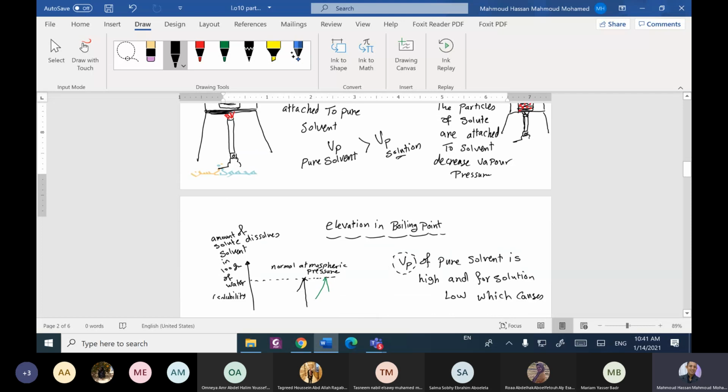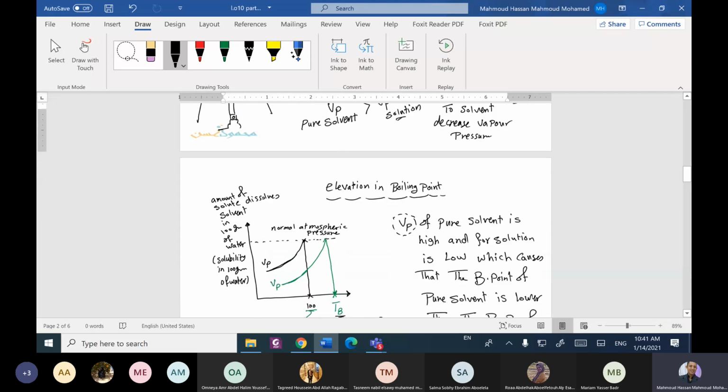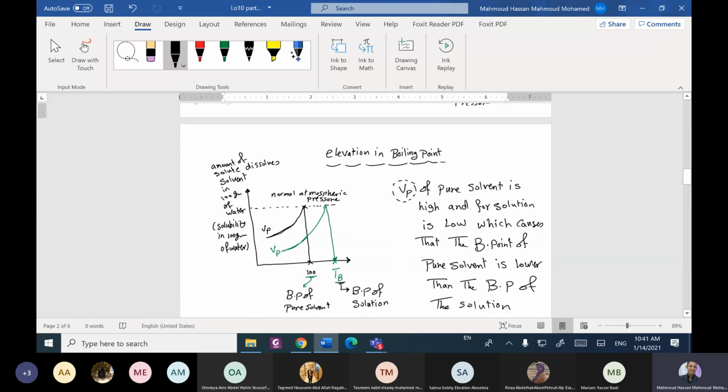elevation in the boiling point. If we talk about the elevation in boiling point, consider a saturated solution in 100 gram of water as a standard or rubric. To form a saturated solution, you must dissolve the substance in 100 gram of water. So to make a saturated solution, I have to dissolve the substance in 100 gram of the water.